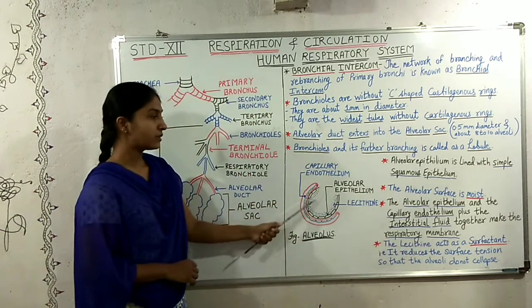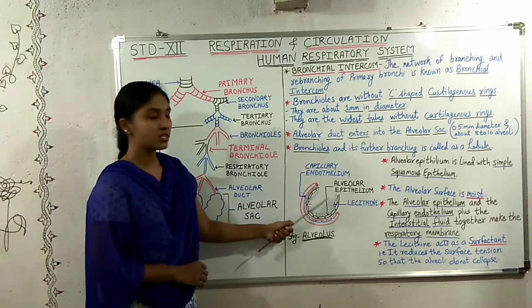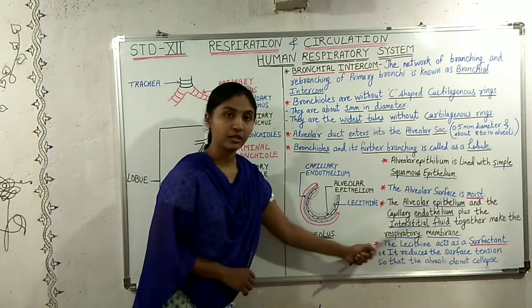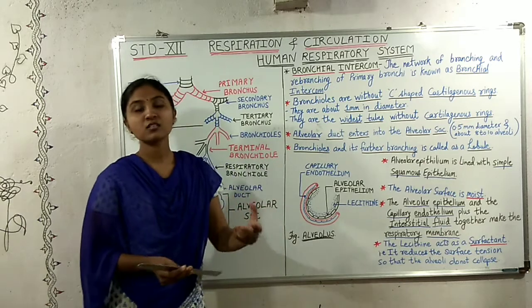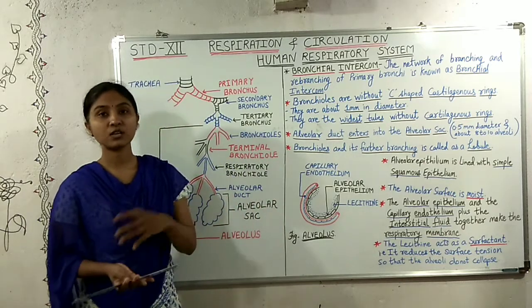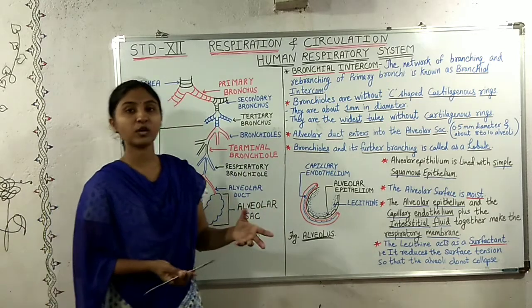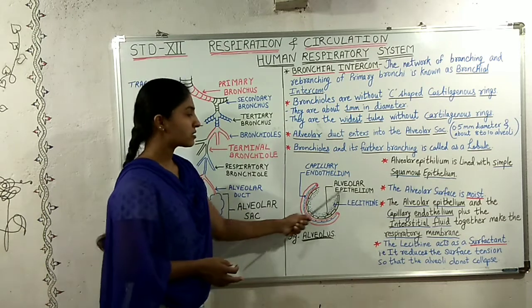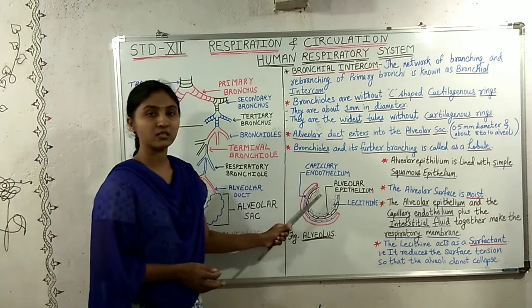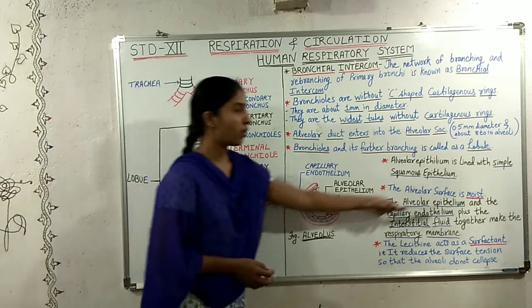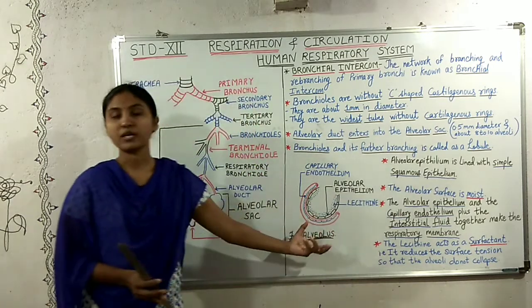Now inside the alveolus there is lecithin present. This lecithin acts as a surfactant, meaning it reduces the surface tension so that the alveoli do not collapse, and the surface of the alveolus is moist due to the mucus which is present inside it.